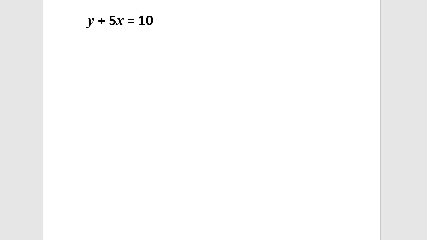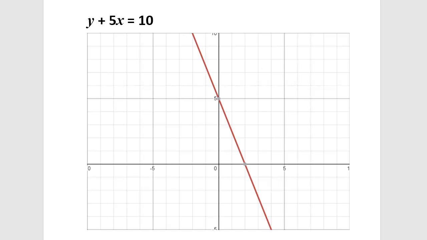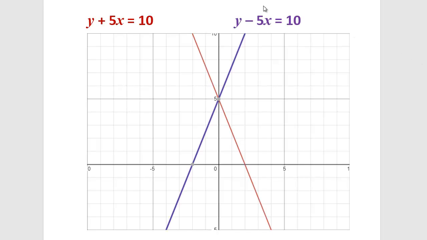As well as writing in the form y equals mx plus c, we can write the y and the x on the same side. Still a linear equation, still gives a line. The only thing that changes is now if there's a plus on that side, then in fact it's got a negative gradient, and if it's got a minus, then it's got a positive gradient. Makes no difference at all for our process.